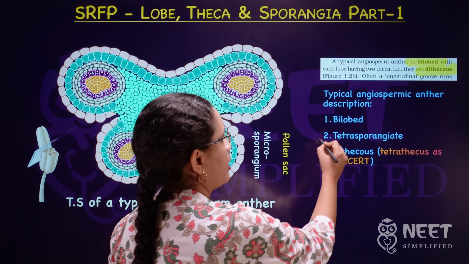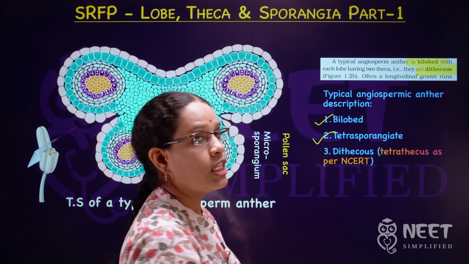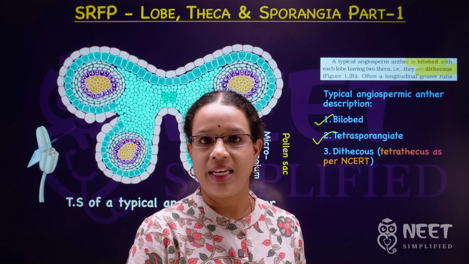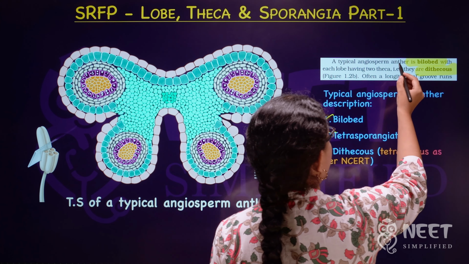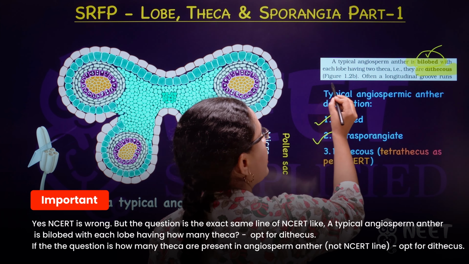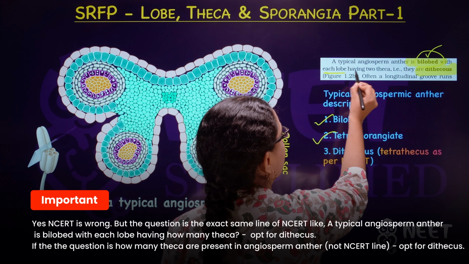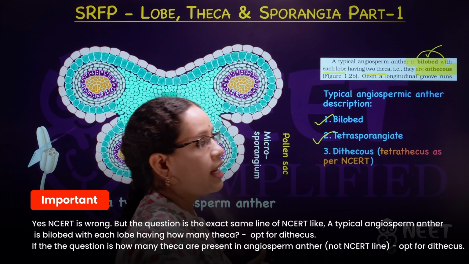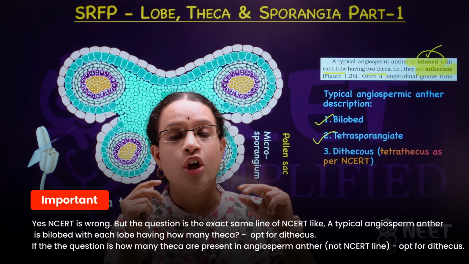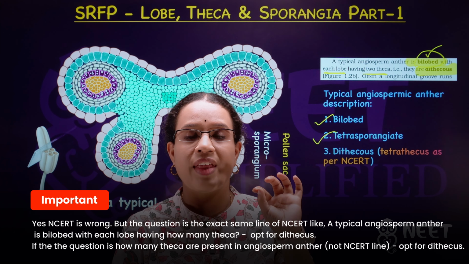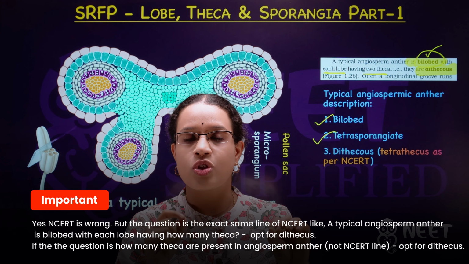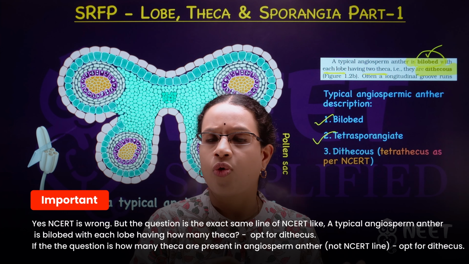Now, so far we understood bilobed, we understood tetrasporangiate. Now, there is one ambiguity that is given in the NCERT textbook. It is showing that a typical angiospermic anther is bilobed, that's absolutely right, with each lobe having two theca. Now, when you read this, you will definitely understand that each lobe is having two theca, isn't it? Now, if that is the case, then there should be four theca, isn't it? If each lobe has got two theca, then it must be four theca.